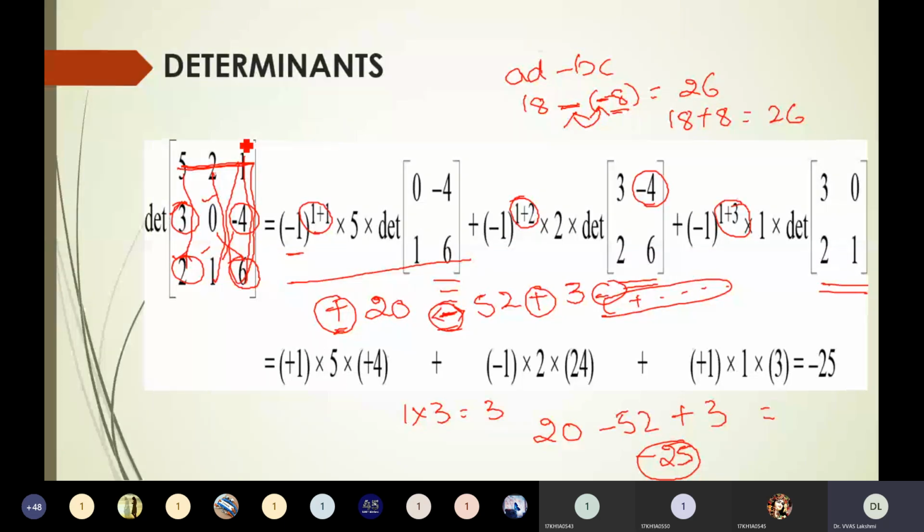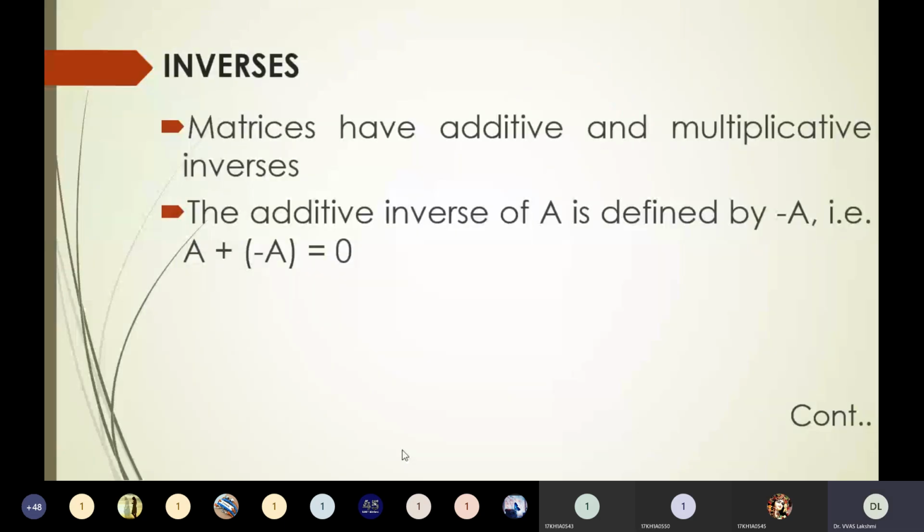Okay amma, clear? Yes, ma'am. Clear, ma'am. Okay, next one, inverses.